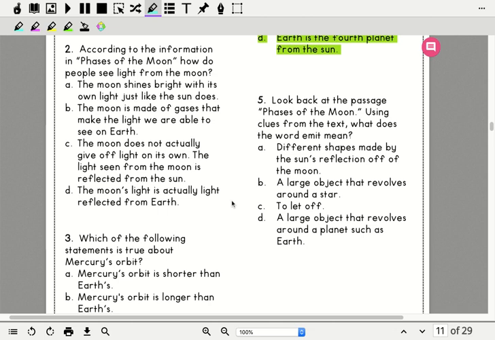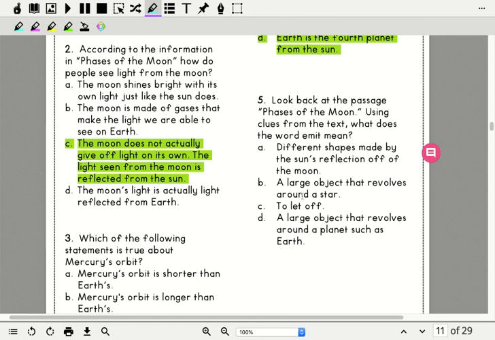Okay, so when you look at the second paragraph on phases of the moon, it tells us that the moon does not let off any light. It tells us the moon's light is actually reflected from the sun. So this one isn't true because it says Earth, not sun. It tells us it does not shine bright, and it also doesn't say anything about gases. But this one, where it says that it does not give off light, that the light is from the sun, is the only one that makes sense with our text.